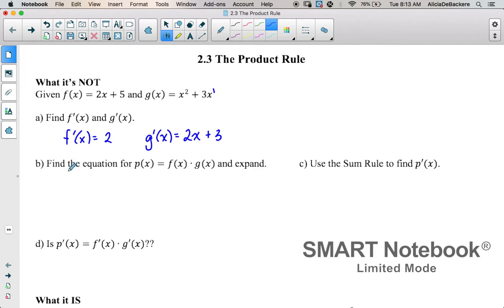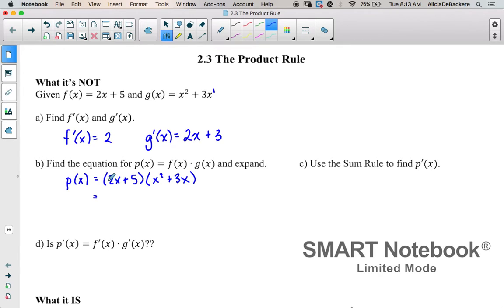So now what I want to investigate is what happens if I have a product of these two functions. So remember, product, that's the answer of a multiplication. So we are talking about multiplication when we talk about the product rule. So p at x, if I make it the product of the two, then it would be 2x plus 5 times the parabola up here.